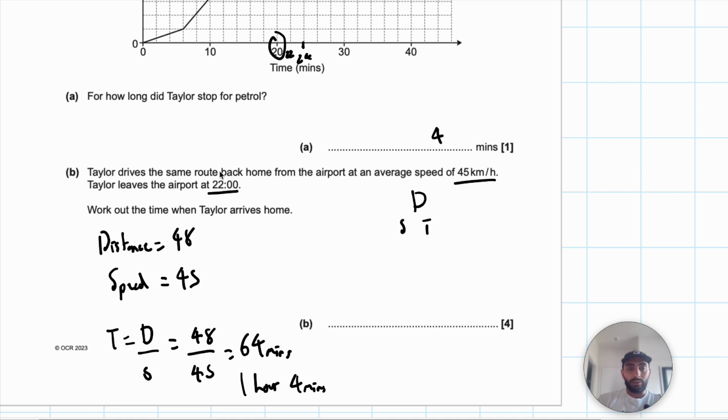Let's add that on to the time that he left. He left at 10 p.m. So 10 p.m. add 1 hour is 11 p.m. So it'd be 11:04 p.m.